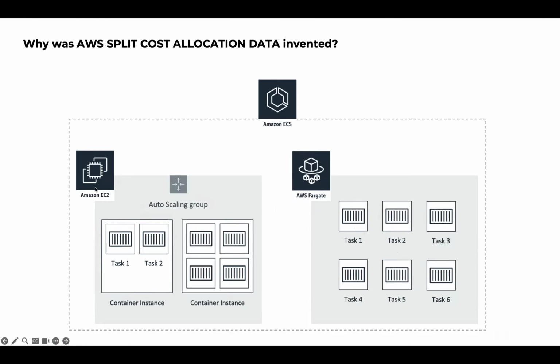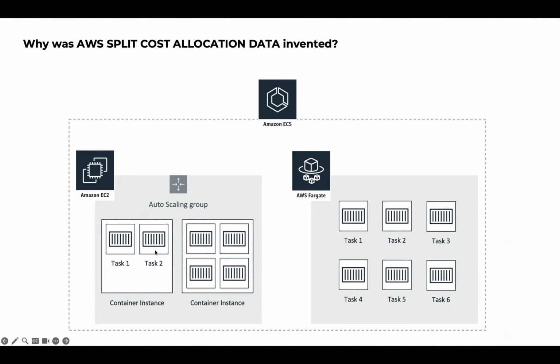Whereas in the server-based models using ECS on EC2, you effectively own the underlying EC2 instance on which the task is running. So you're not charged for the actual tasks, but you're charged for the container instance, which is basically the EC2 instance. So in the cost and usage report, you'll see line items for EC2. This is a problem because, if you wanted to understand the costs of particular containers, you didn't have that visibility. You just had the visibility of costs at the EC2 level.